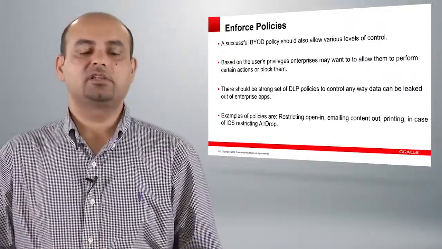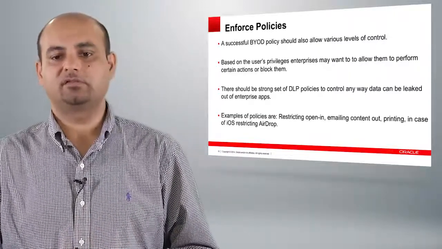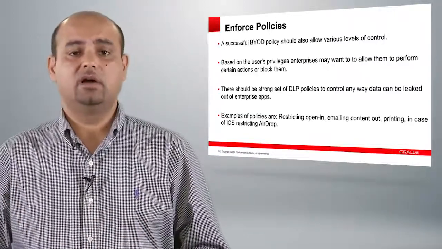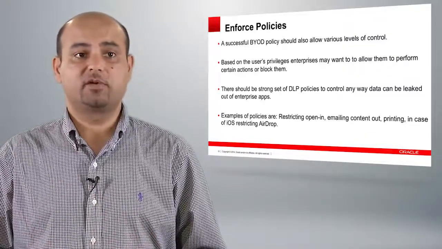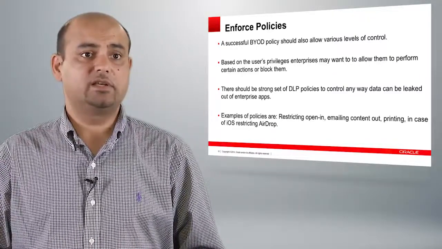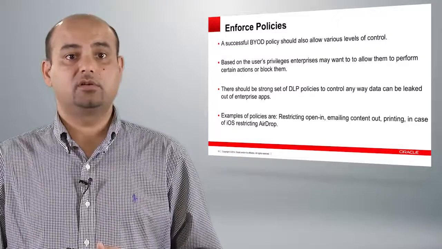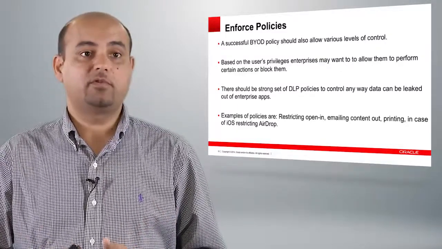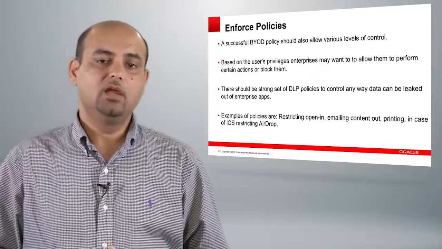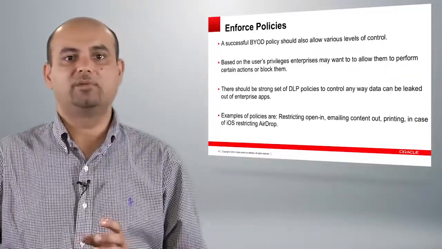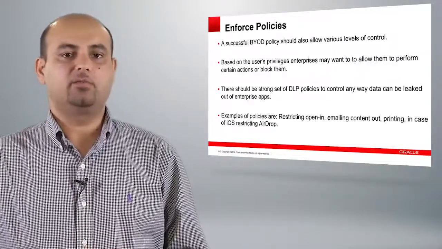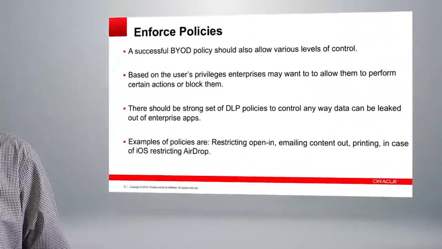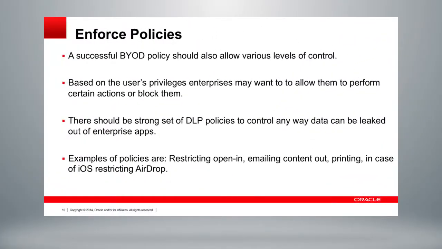They're allowed to do certain things from apps, and they're restricted from doing certain things from the app. And when you take the same data all the way to mobile, it shouldn't be any different. Same users have a certain set of privileges, and they should be allowed to do certain things. And based on your user privileges, enterprises may want to allow them to perform certain actions or even block them. And also there should be a strong set of DLP policies to control any and every way the data can be leaked out of enterprise apps that are sitting on these mobile devices. So DLP becomes a very, very critical part of having a successful BYOD infrastructure.